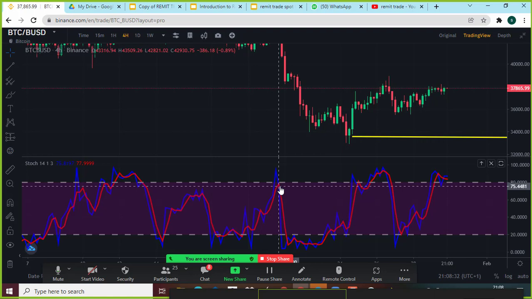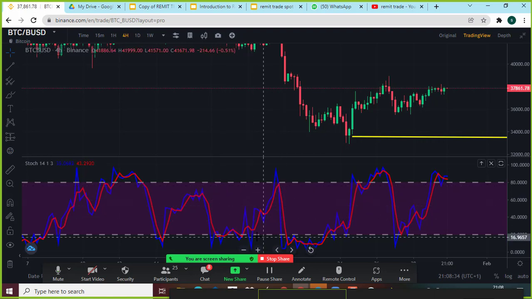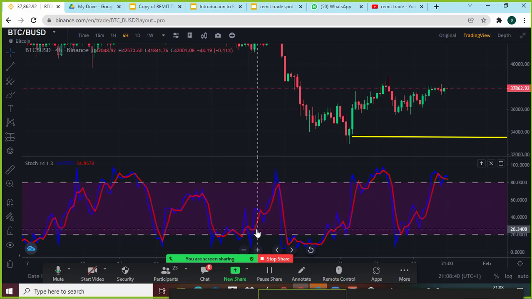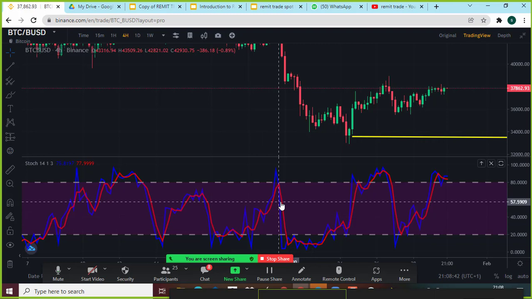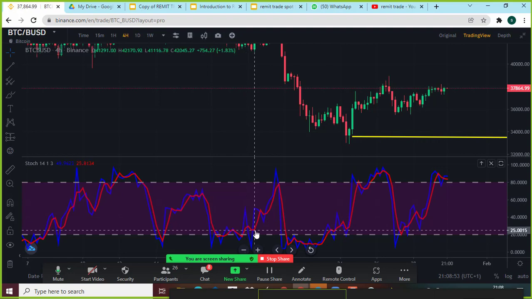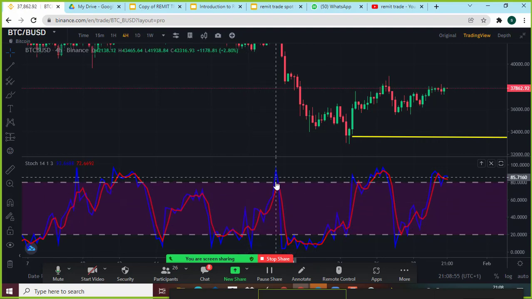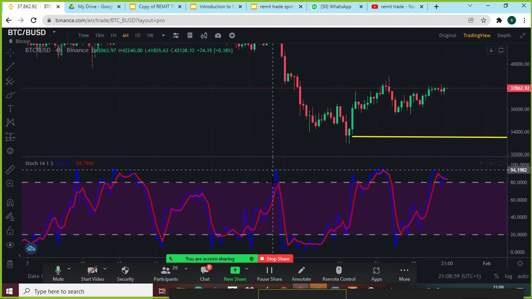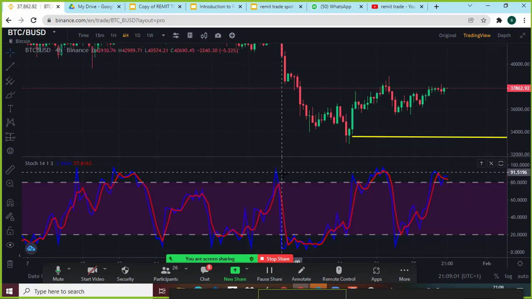Now before I go into that, this blue line and the red line are moving averages. The blue line is a faster period moving average. That means it reacts to the market faster, while the red line is a longer period moving average. That means it does not react to the market very fast. When the blue line and the red line move into this overbought region or territory, it means that market will soon go down, either immediately or soon.